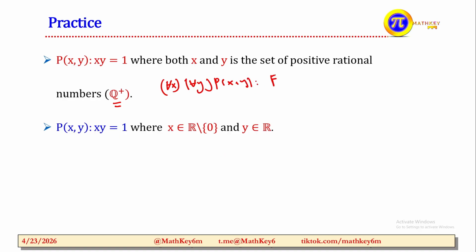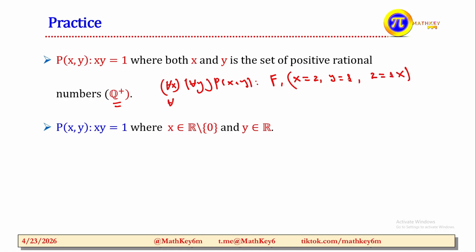That is false. Since it says for all x and for all y, we can take x equal to 2, and y equal to 1. Take this sample. In that case, this shows that 2 times 1, that is 2, equals 1. It is false. What about the next one?